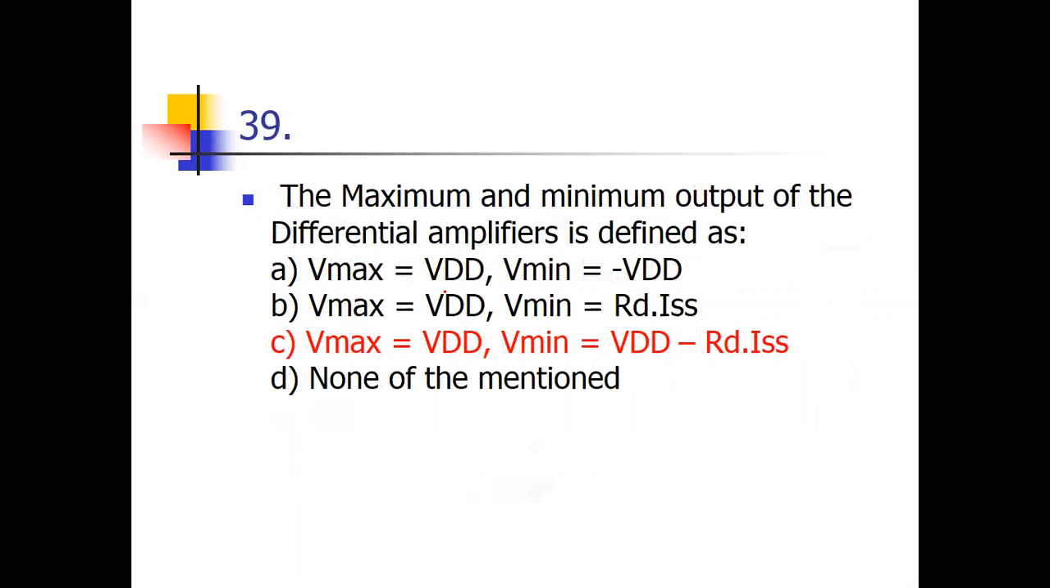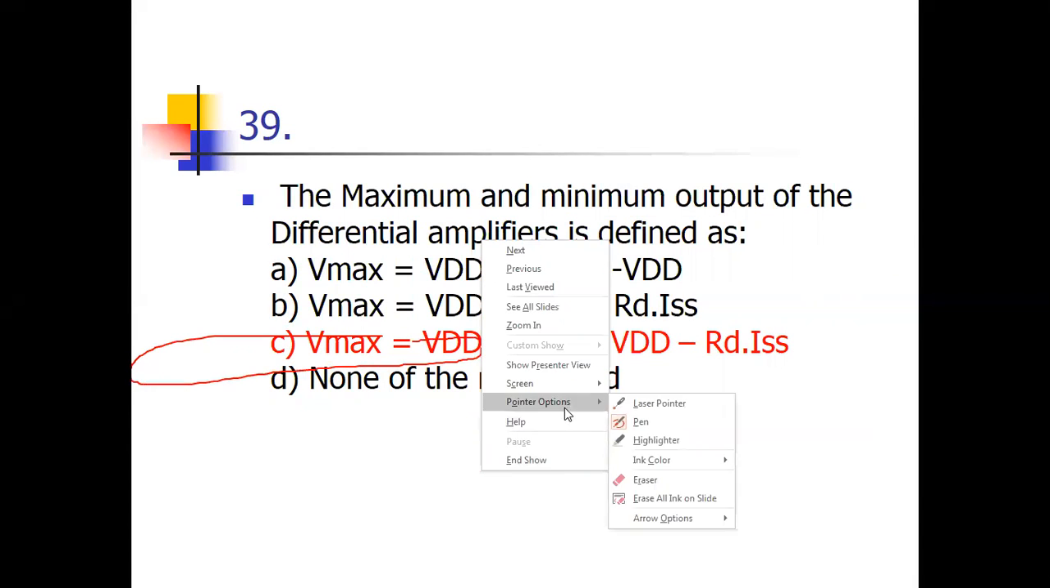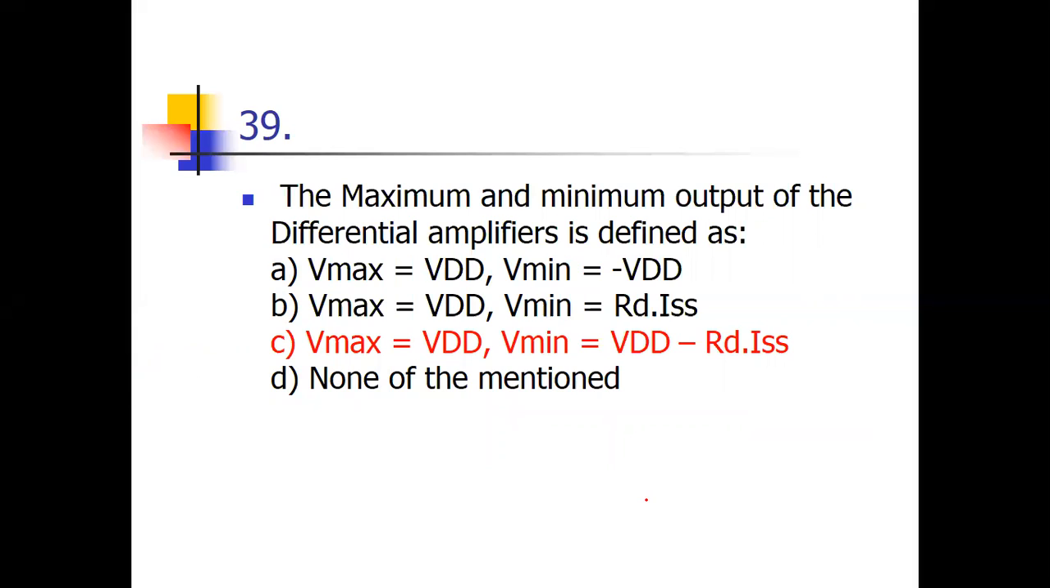Now, what is the maximum and minimum output of a differential amplifier? Remember, for any type of amplifier, the maximum voltage is always up to the power supply. You cannot cross that. Okay, for any type of amplifier, the maximum signal is the power supply, so it is given in all the options. Then how will you choose? So choose with the actual output.